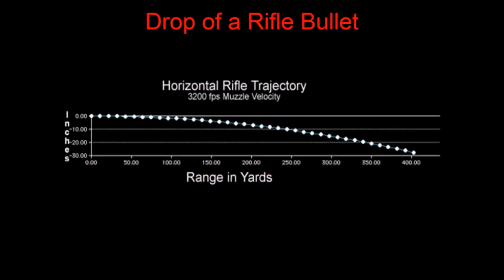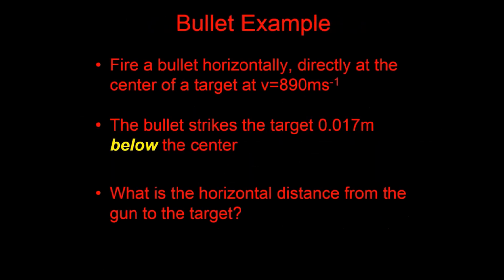So let's look at the drop of a rifle bullet. So we take a bullet and we put it into a rifle and we fire it completely horizontally directly at the center of a target. We're assuming we're perfect marksmen here. The bullet exits the gun at 890 meters per second. The bullet will strike the target 0.017 meters below the center of the target. The question is, what is the horizontal distance from the gun to the target, i.e., what is the range of this target?